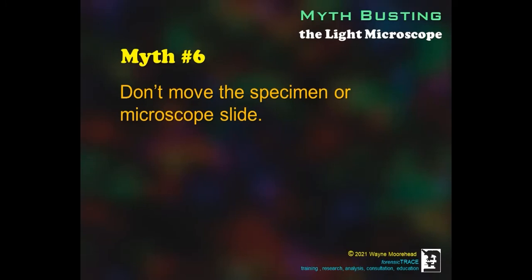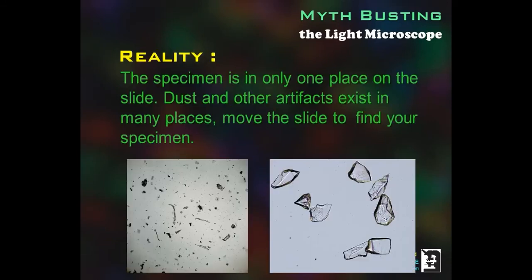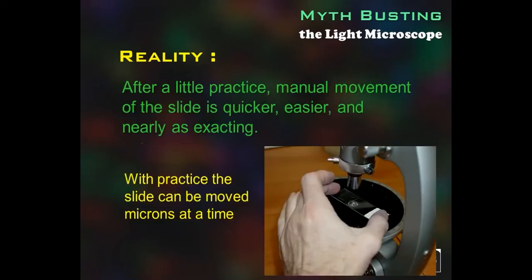Myth number 6. Don't move the specimen or microscope slide. The reality is the specimen is only on one place on the slide. Dust and other artifacts exist in many places. You move the slide to find your specimen. After a little practice, manual movement of the slide is quicker, easier, and nearly as exacting as using a mechanical stage.